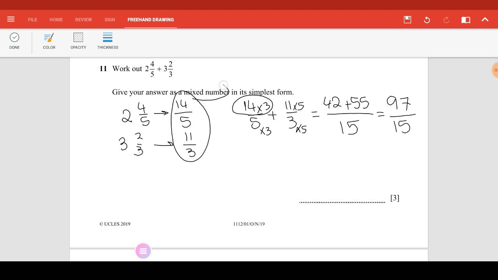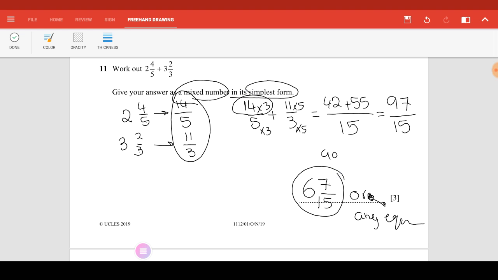Write this as a mixed number, and don't forget: we have 6 15s in 97, which gives 90. The remainder would be 7 over 15, or any equivalent. This is how it's written in the mark scheme: or any equivalent, if this is not simplest, but he needs the simplest form, so you need to write this in simplest form.